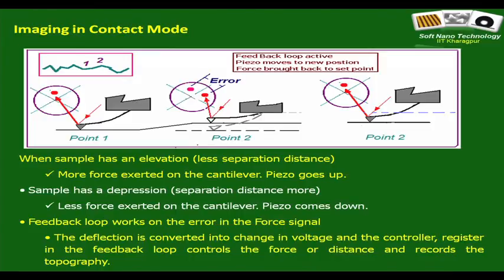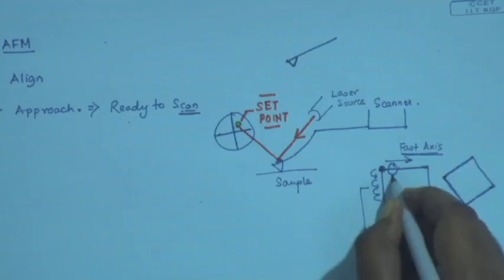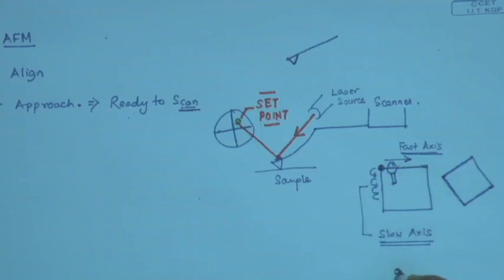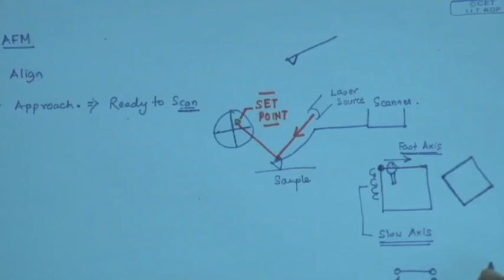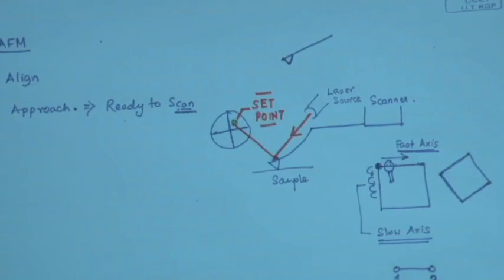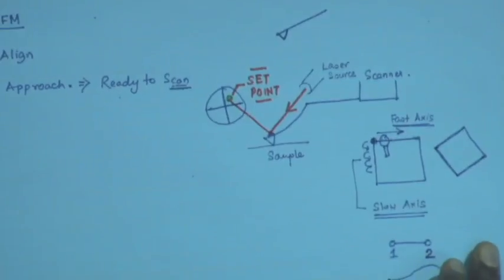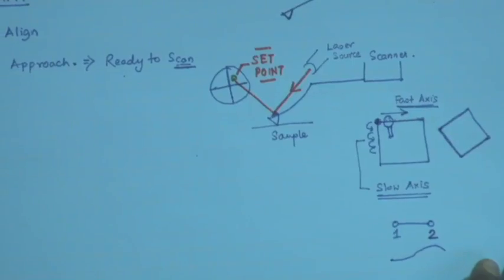So, anyway, now as the scan takes place, let us say we just exaggerate this view and examine very carefully what happens as the cantilever reaches from point 1 to point 2, and let us assume that the topography of the surface is something like this. So, what it means is that the surface is rough and point 2 is at a higher elevation than point 1.